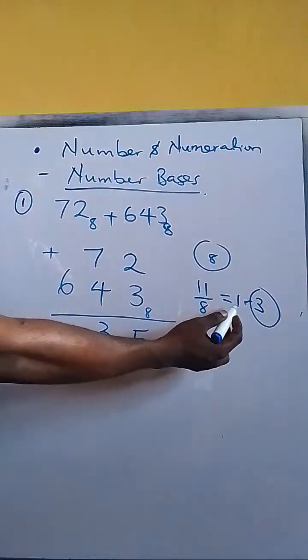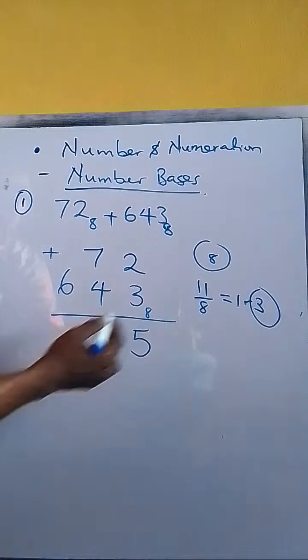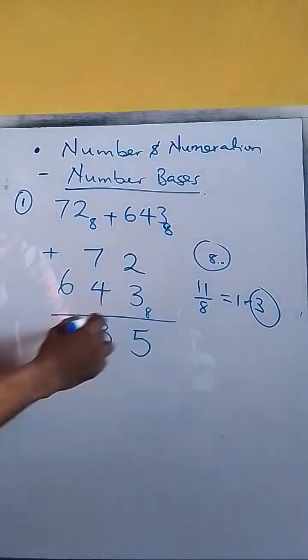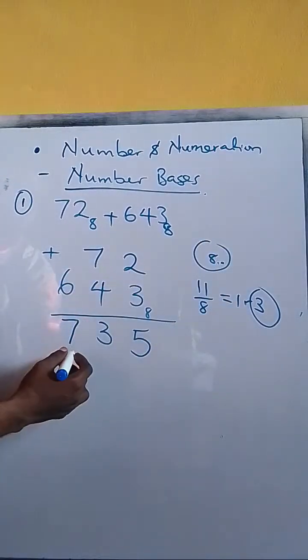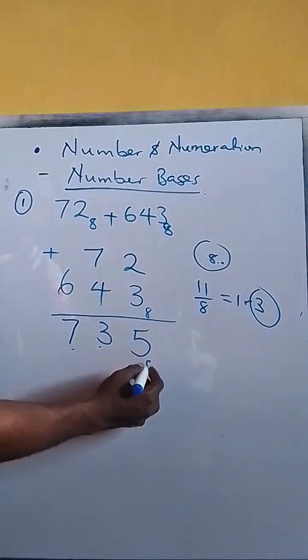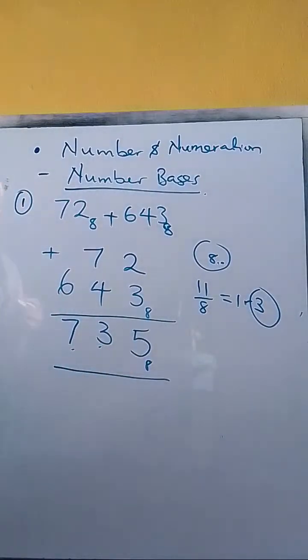And we have 1 plus 6 here, that's 7. 7 is not up to the base, so easily we can write it. So here we now have 735 base 8. This here is the solution to this.